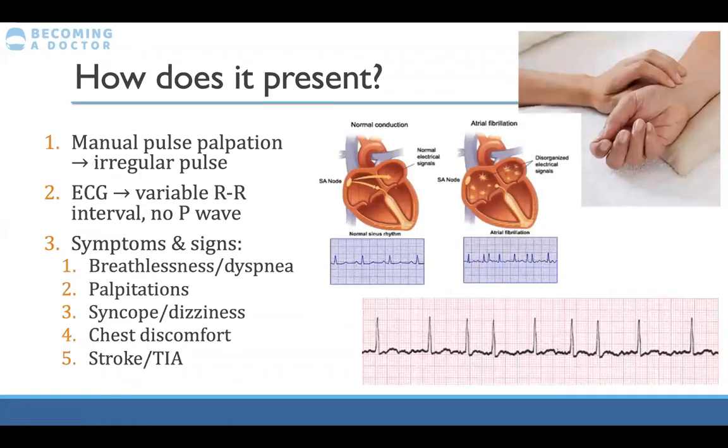In terms of presentation, if you were to feel the pulse of a patient with AF, you would expect to notice that they have an irregular pulse, first of all. If you were then to perform an ECG of this patient, you would see some diagnostic features, namely a variable RR interval and the absence of a P wave on your ECG trace. Other signs and symptoms that can also present in a patient with AF include, for example, breathlessness, palpitations, syncope, chest discomfort, as well as the potential for stroke.